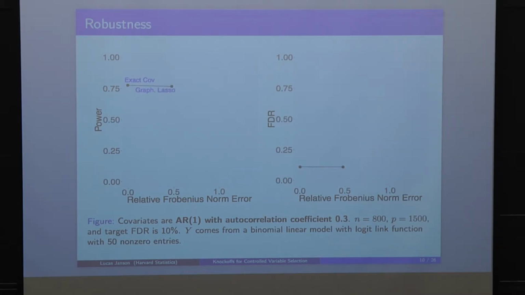And if I do that, because this is still a high-dimensional covariance estimation problem, it's a really hard problem. We don't expect to do well in an absolute sense, and indeed, we're at about 50% error. So in an absolute sense, this is a pretty bad estimator of the covariance matrix. And yet, our power and FDR are almost completely unchanged.